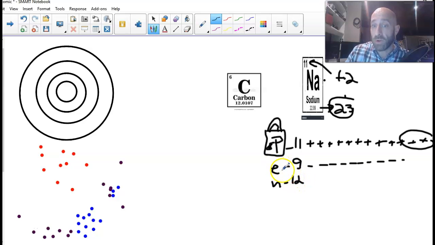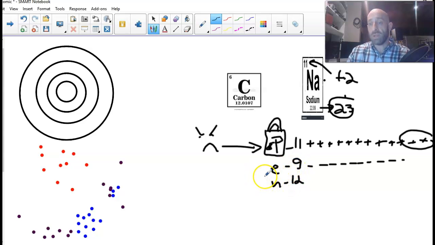So again, the number of neutrons does not change. The way you change the charge on an atom is you either add or take away electrons. You can never, never, never, right? That's angry. Never, never change the number of protons. You can only ever change the number of electrons.